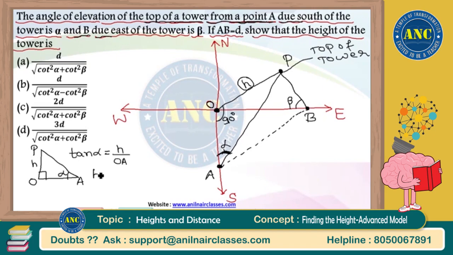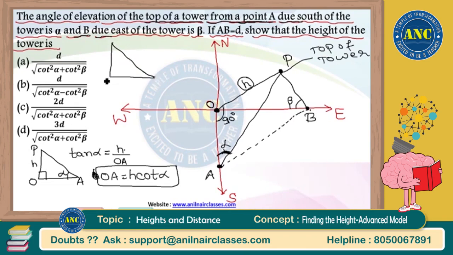So OA will be equal to H divided by tan alpha, or H cot alpha. This is my first equation. OA is H cot alpha. Similarly, there is another triangle, OPB. If I take the same like this, I will draw it. OP is the height of the tower, OP is nothing but the height of the tower H.